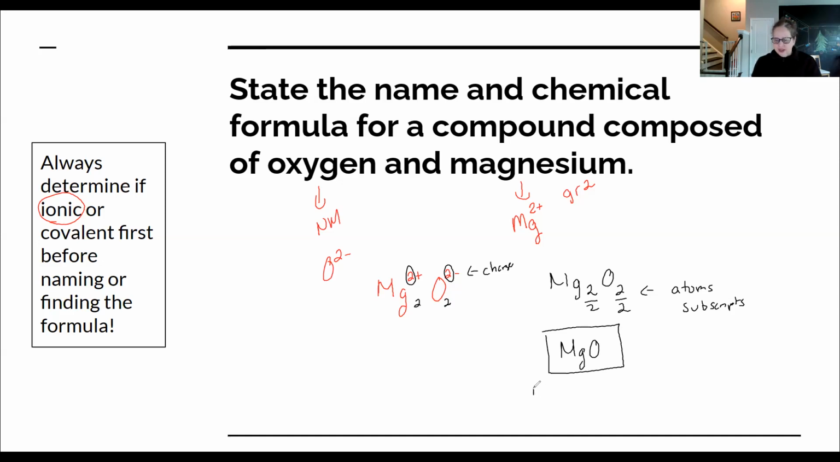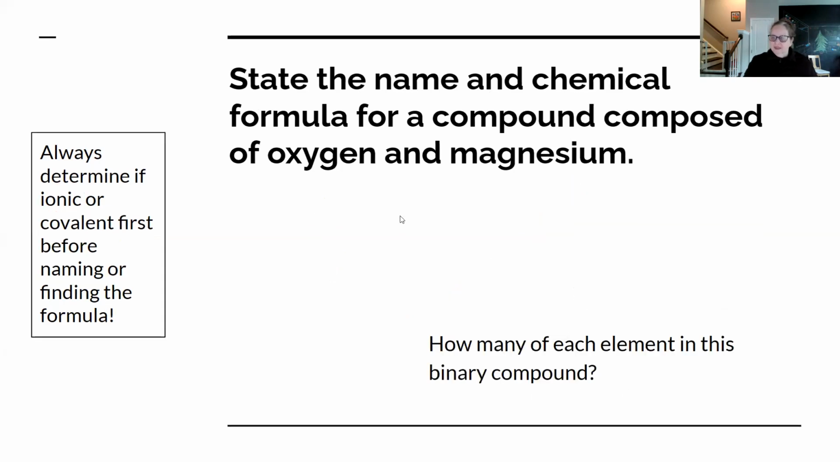What's its name? Name the cation, magnesium. Name the anion, oxygen. Change the anion's ending, "ide." Magnesium oxide is always going to have a 1-to-1 ratio because ionics have a fixed ratio in simplest form. And again, it's a binary compound because there's only 2 elements in it.